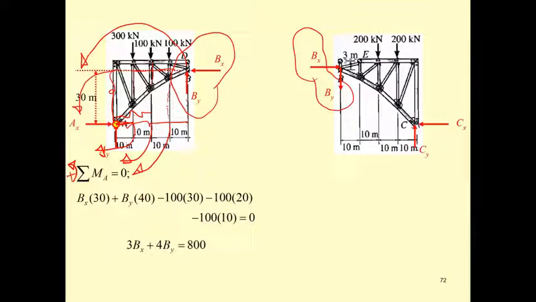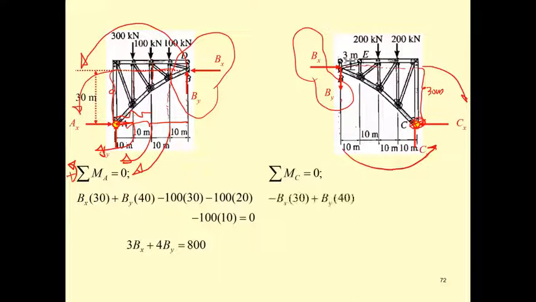Okay, next let's take the moment at C, take it out, and you may see B sub x also rotates here with this of 30 meter. B sub y now is in the opposite direction here, and it's going to be times 40. So we're going to have C sub y, we have B sub x as the negative, and B sub y is the positive.